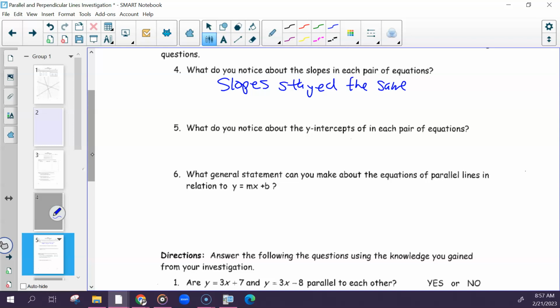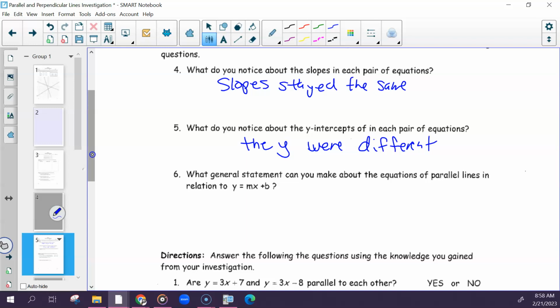I know this was answered already. I'm just asking you again. They were different. So with parallel lines, the slopes have to be the same, but the y-intercepts also have to be different. If you went into more detail, that was fine. I'm just putting the very basics.